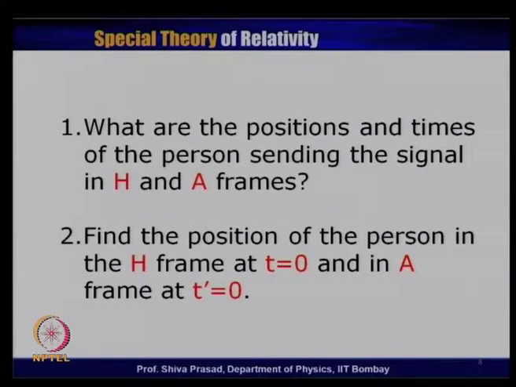Now, these are various questions which have been asked. Question number 1, what are the positions and times of the person sending the signal in the H and A frames, that is, the hospital and the ambulance frames of reference? What is the position? Some of them will be simple questions, some of them will be a little more difficult. Let us see. The second question asked is, find the position of the person in the H frame, which is the hospital frame, at t equal to 0, and in the A frame, which is the ambulance frame, at t prime equal to 0.